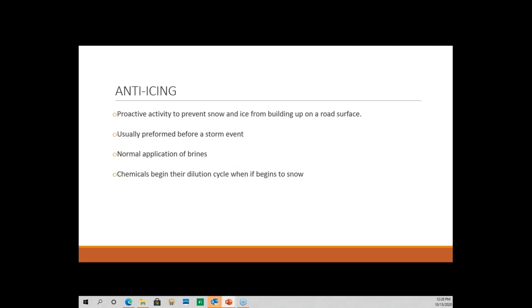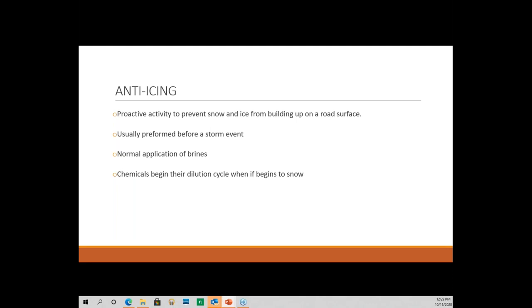Anti-icing is considered a proactive approach, and what you're doing is you're actually using a liquid. It's either a sodium chloride, a magnesium chloride, a calcium chloride, or a beet juice or some other type of liquid, and you usually spray it before the storm event, so that as that snow builds up, it starts breaking it down, and then it gets to the point where it's diluted and gets cold enough that it freezes. You'll get a snow floor, but then once it warms up a little bit, that chemical starts to work again and your snow floor will disappear. You'll get rid of your snow floor a lot sooner, and so you'll get to a bare road a lot quicker.